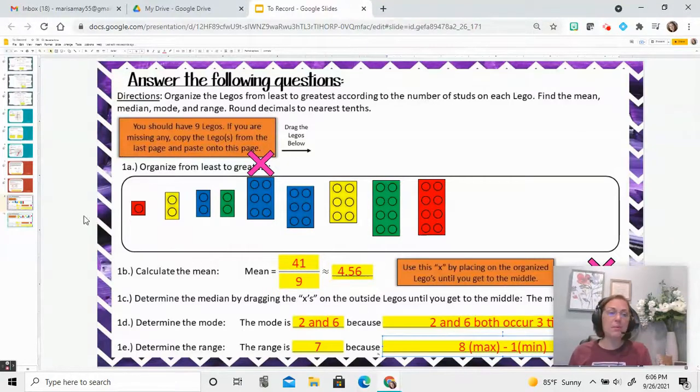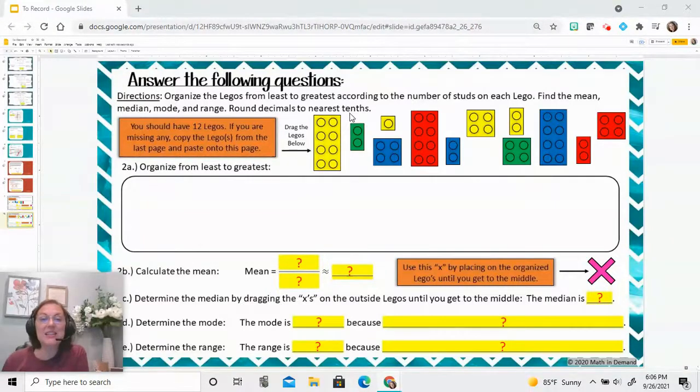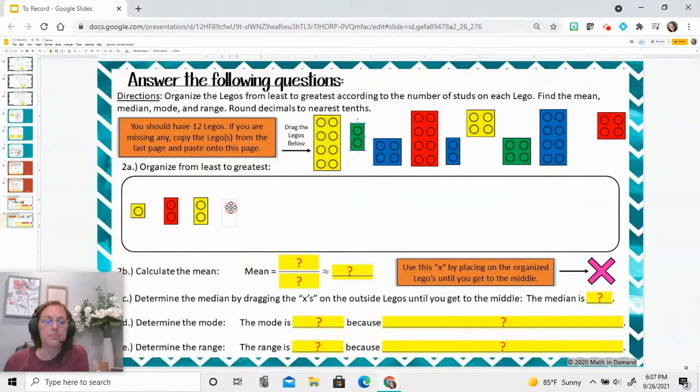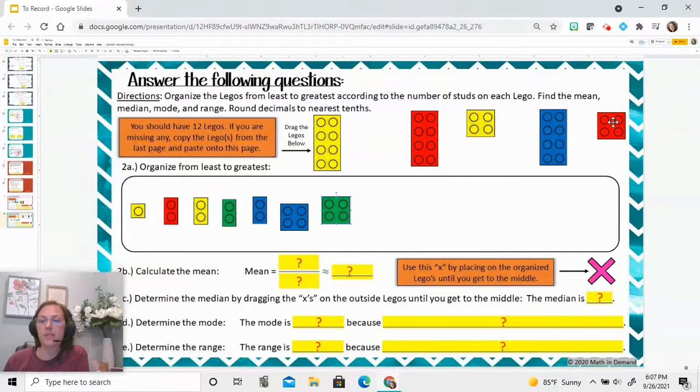Let's take a look at one more. All right, for this one, let's put the Legos in order, smallest to largest. So I've got a one stud. I've got a few 2 studs. Then I've got some 4 studs. And then I've got some 8 studs to work with.